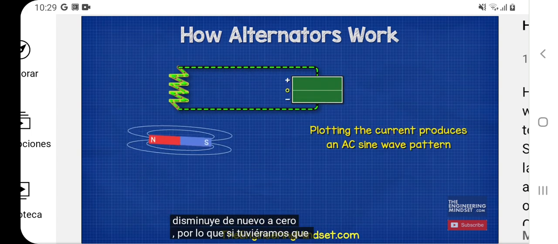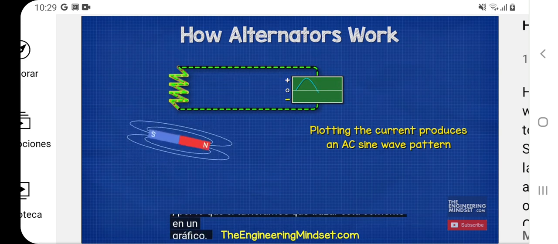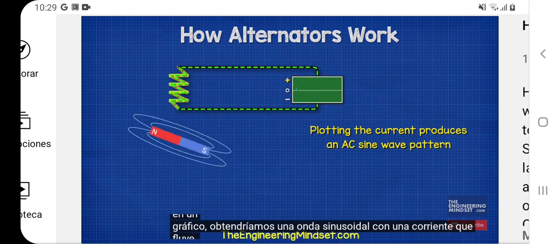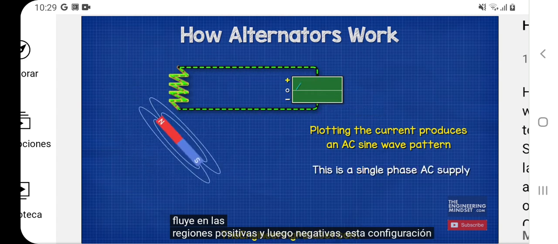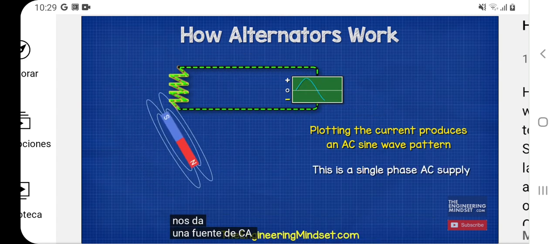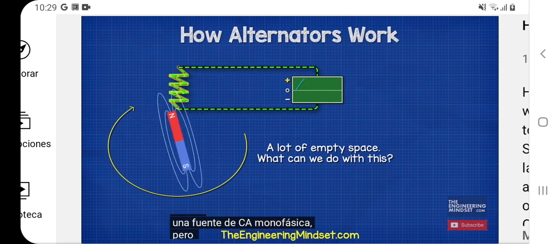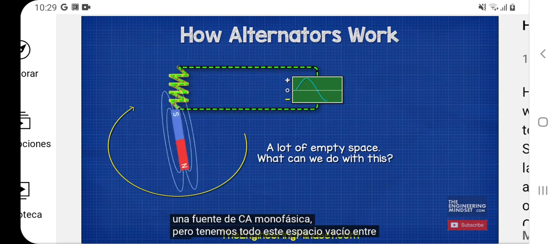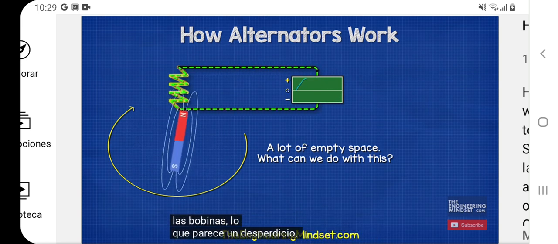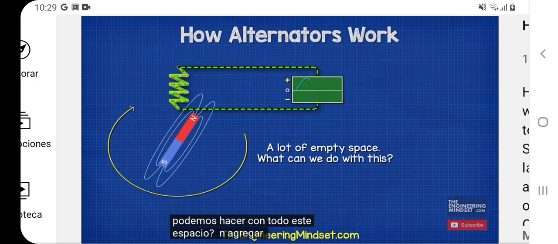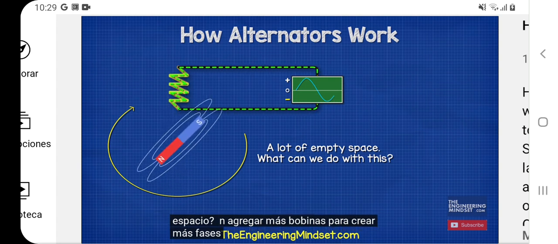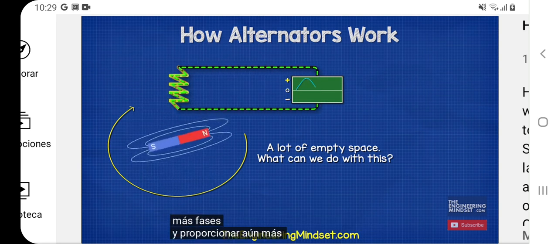And so, if we were to plot this current on a chart, we would get a sine wave with a current flowing in the positive and then the negative regions. This setup gives us a single-phase AC supply. But we have all this empty space between the coils, which seems a bit of a waste. So what can we do with all this space? Well, we can add more coils to create more phases and provide even more power.